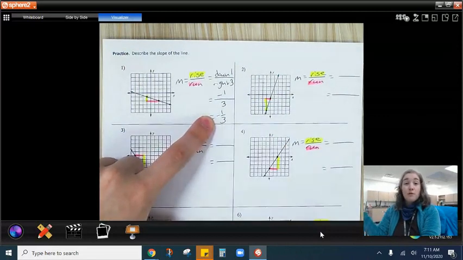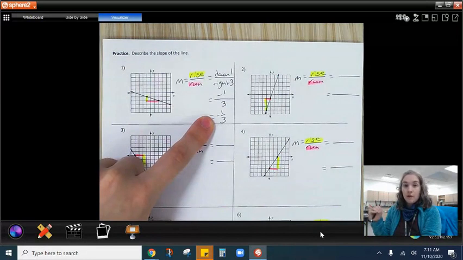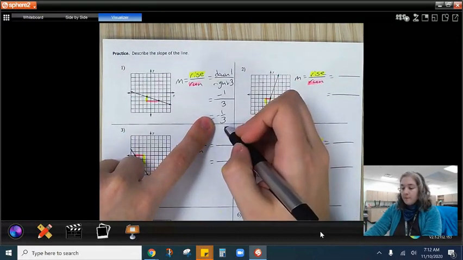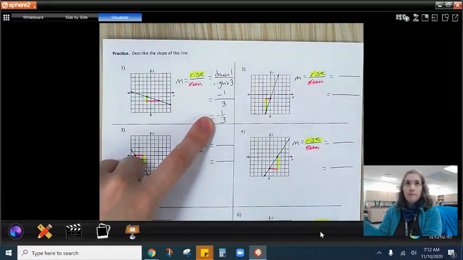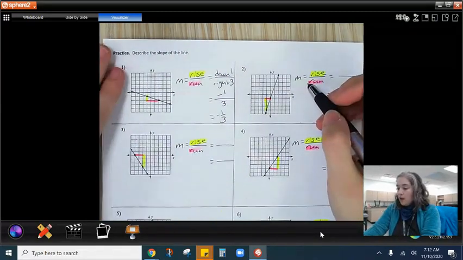I always stick my negative out front. I'm going to tell you now, on Big Ideas, it likes the negative out front for these fractions. Sometimes it'll accept it in the numerator, but not typically. So I just want to warn you now. FYI, just move it from the numerator or denominator out front.